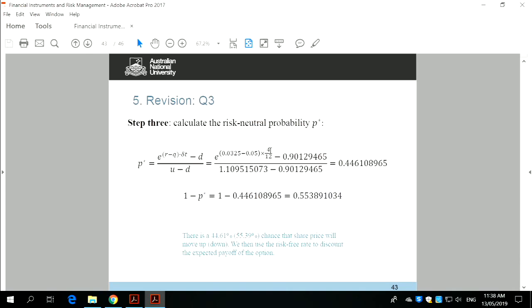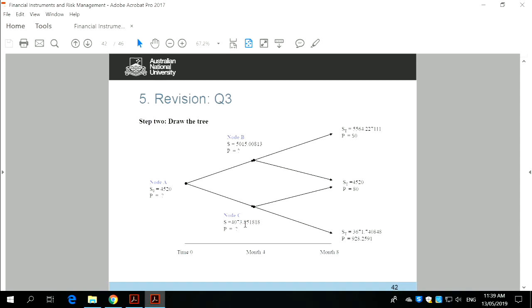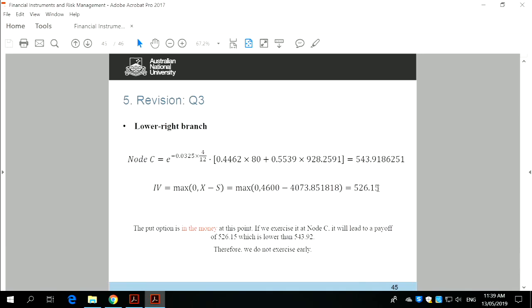Okay, so we repeat the same process for node C. That's basically the probability of going up, then you get the payoff of 80, plus the probability going down, you get a payoff of 928. Discount back 4 months, and then again we need to compare that discounted value with intrinsic value. So the intrinsic value is the strike price subtract the price at node C. We realize that intrinsic value is only worth 526. So again, we don't exercise early. We choose to hold on to this option because holding on to it gives us higher value. Again, you need to state your decision making in node C.